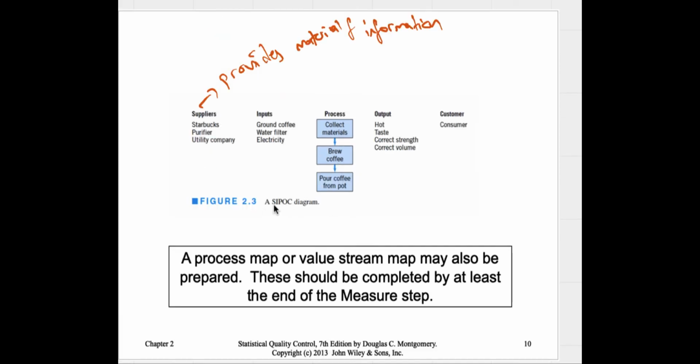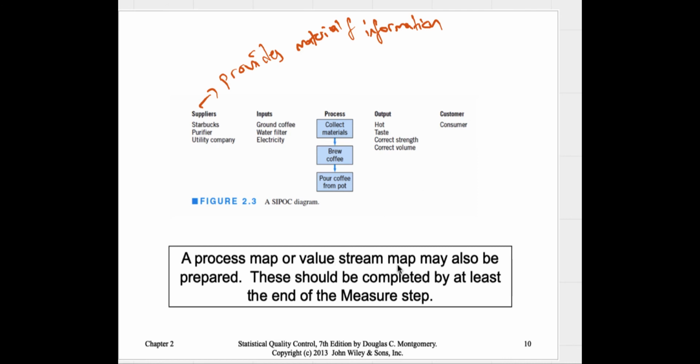Here there is an example for SIPOC diagram. It is supplier, input, process, output, and customer diagram. For example, we have suppliers. This is also, by the way, about a coffee shop example. Suppliers are the Starbucks, purifier, utility company, etc. Inputs, we have coffee, water filter, electricity, etc. And process, we are collecting these materials and brewing coffees, then pouring coffee from the pot. Then output, hot, tasty coffee in the correct volume and the correct strength, and we are selling it to the customers.